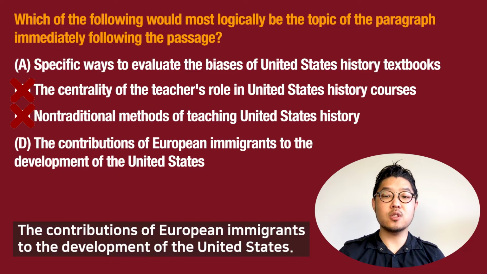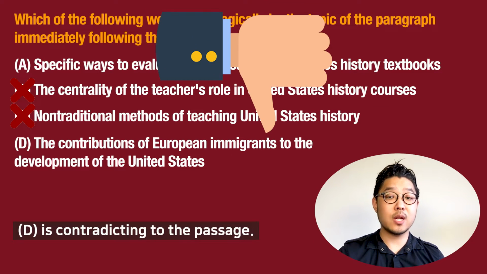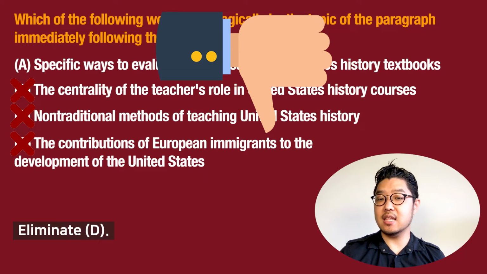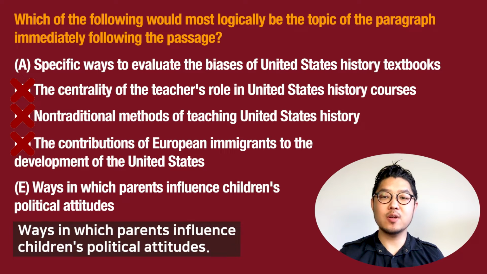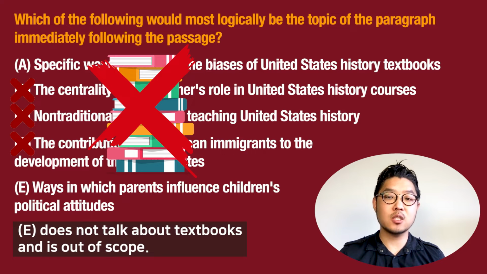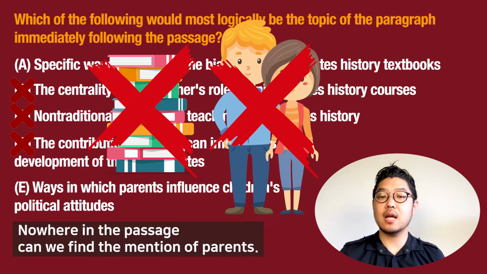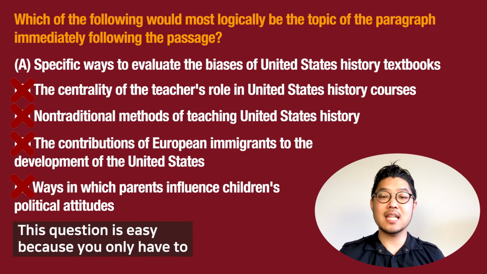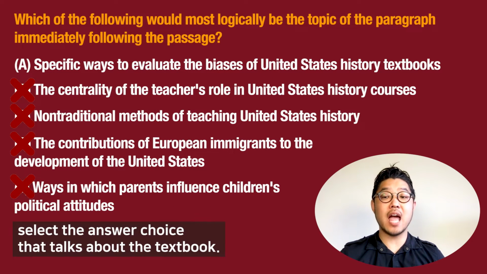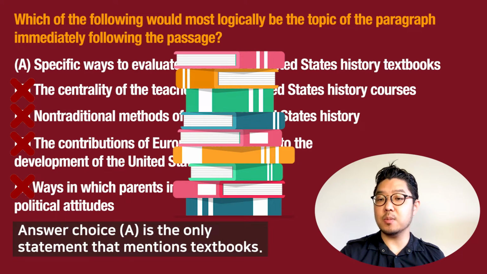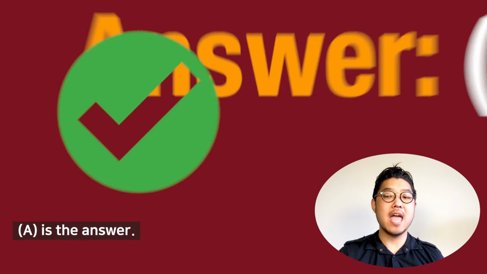D. The contributions of European immigrants to the development of the United States. D is contradicting to the passage. Author is against the view of D. Eliminate D. E. Ways in which parents influence children's political attitudes. E does not talk about textbooks and is out of scope. Nowhere in the passage can you find the mention of parents. Eliminate E. This question is easy because you only have to select the answer choice that talks about the textbook. Answer choice A is the only statement that mentions textbooks. A is the answer.